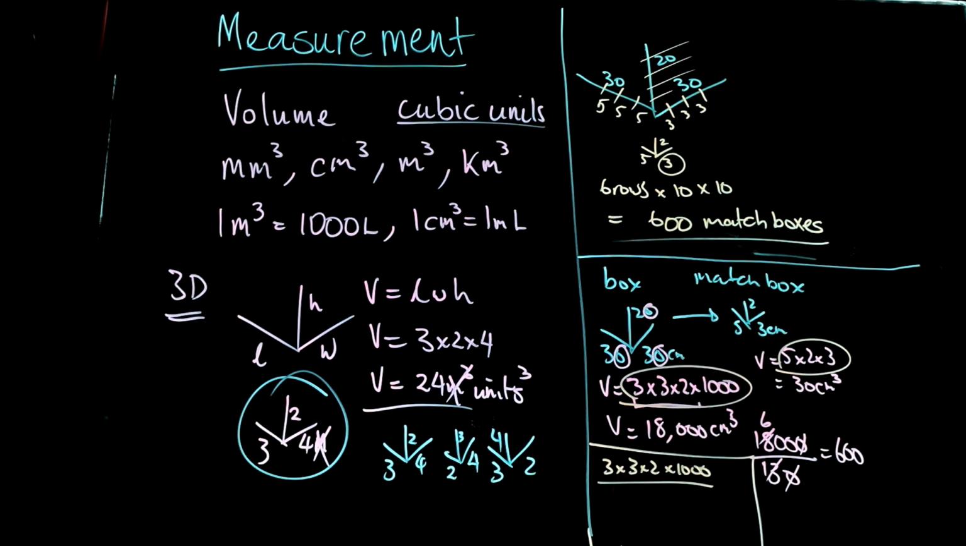And each matchbox is 5 by 2 by 3. So I'm going to set this up like this, 3 by 2 by 5. And watch what happens here when I just think about factors and cancelling down. 5 goes in here once, and 5 goes into 1,000 200 times. So hopefully you can see now my final calculation after all this cancelling down is kind of simple. It's 3 times 200, and the answer to that is 600.